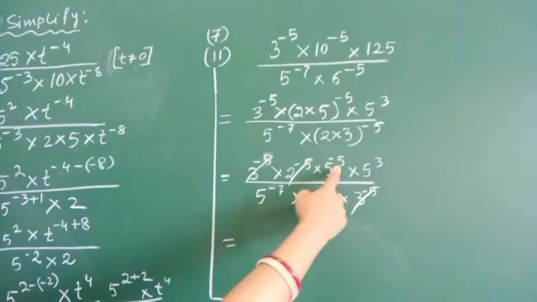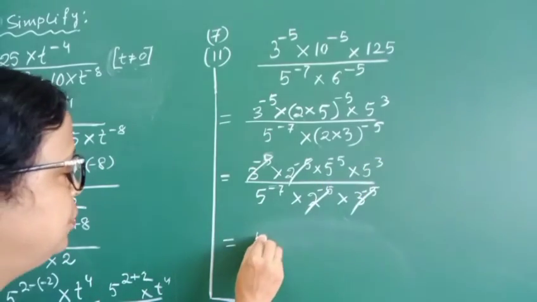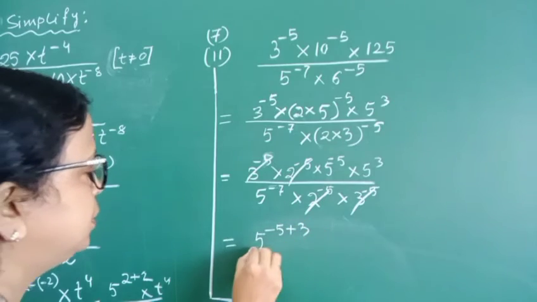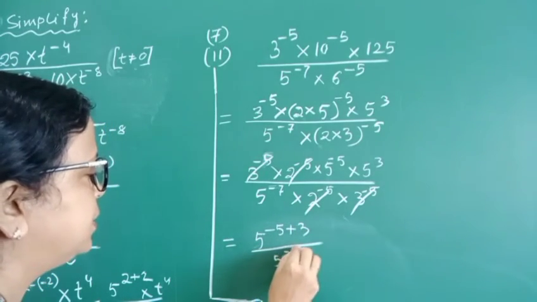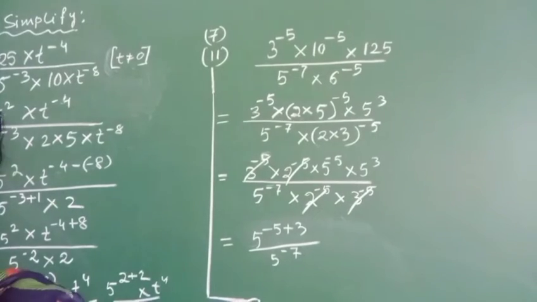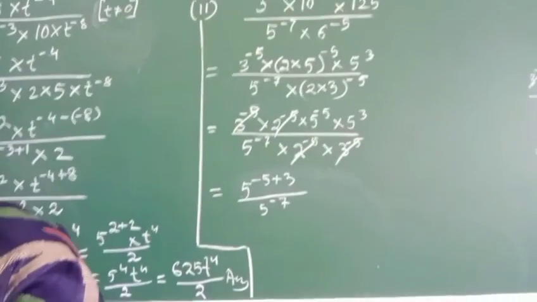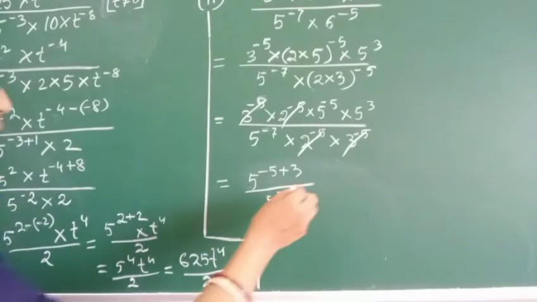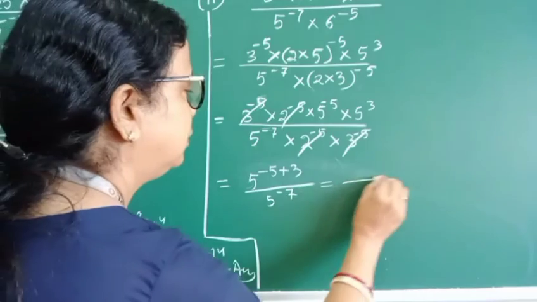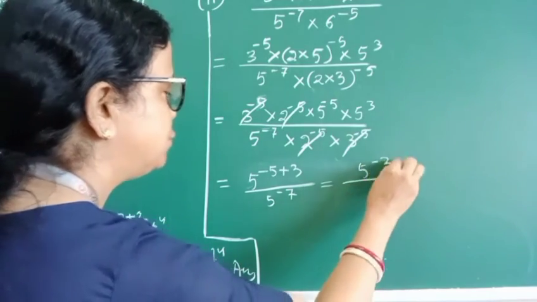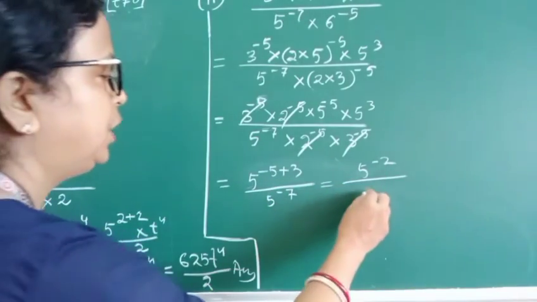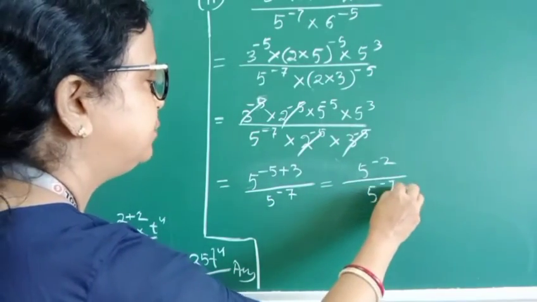Now 5 to the power minus 5 plus 3, divided by 5 to the power minus 7. Now what we are getting here? This one can I write in this way? 5 to the power minus 5 plus 3, that is minus 2, and 5 to the power minus 7.